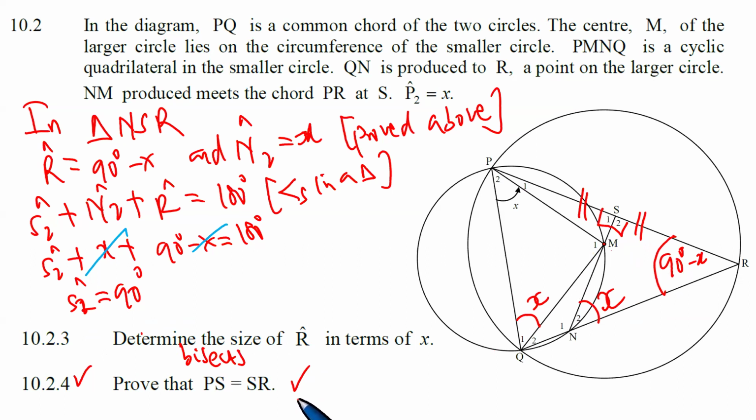By Euclidean theorem, the line segment joining the center of a circle that is perpendicular to the chord bisects the chord. And at the point that we find that S2 is equal to R, therefore, PS equals SR.